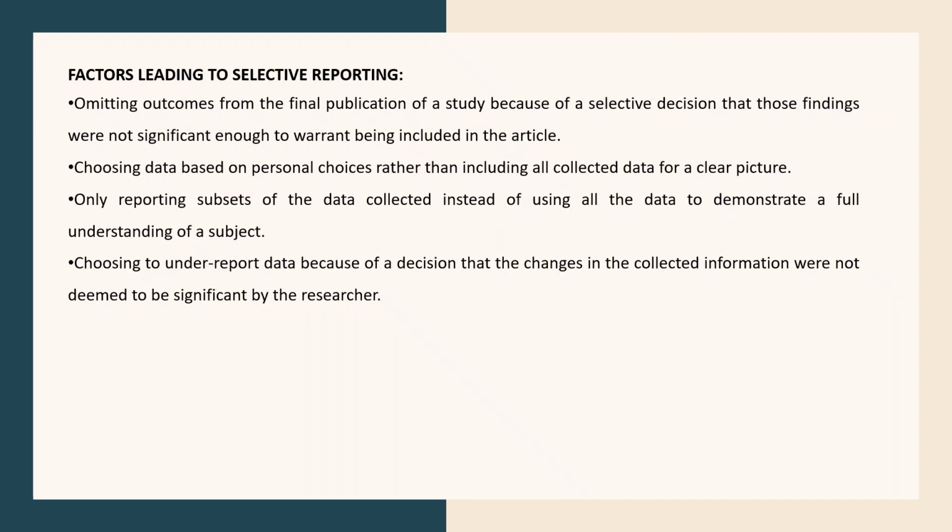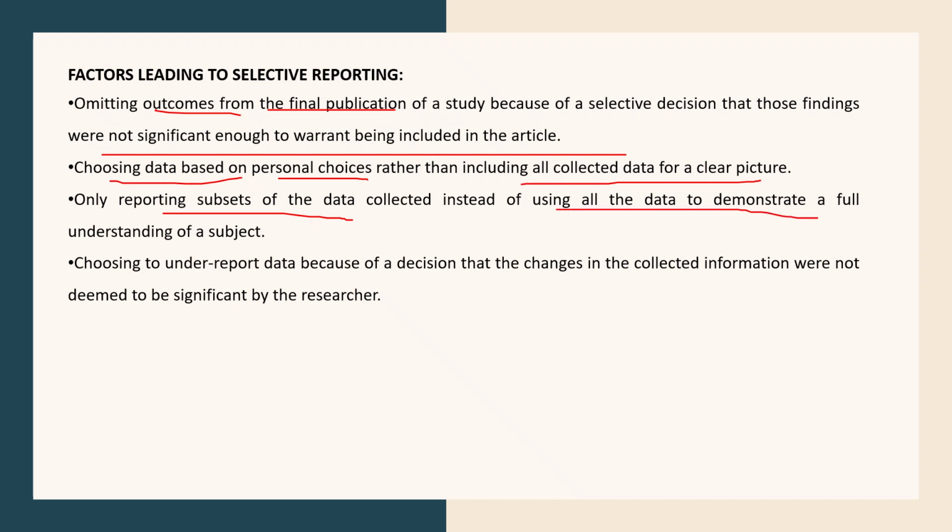Factors leading to selective reporting. Omitting outcomes from the final publication of a study because of a selective decision that those findings were not significant enough to warrant being included in the article. Choosing data based on personal choices rather than including all collected data for a clear picture. Only reporting subsets of the data collected instead of using all data to demonstrate a full understanding of a subject. Choosing to underreport data because of a decision that the changes in the collected information were not deemed significant by the researcher.